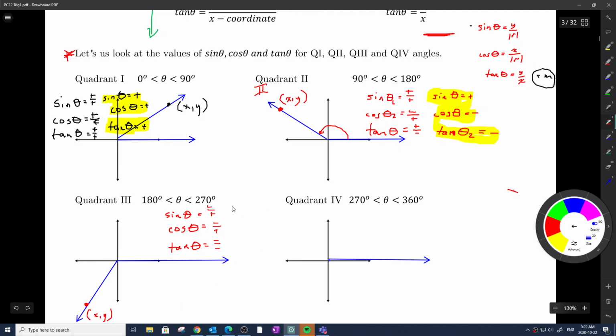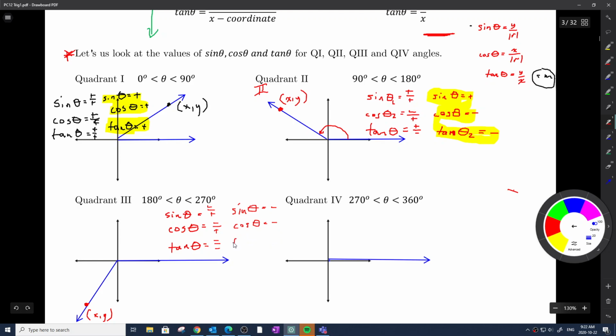So my sine ratio, now my sine is my y over my radius vector, and it's a negative divided by a positive. So in quadrant number 3, my sine is going to be negative. Similarly with cosine, my x-coordinate is negative divided by my radius vector, which is positive. Overall, the cosine will be negative.